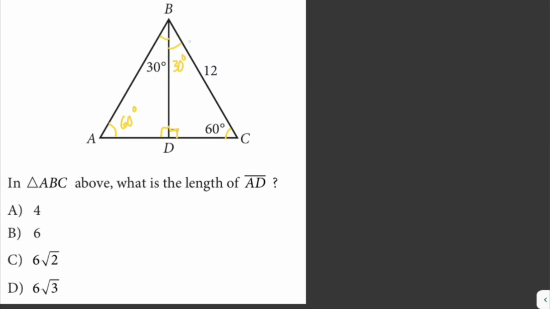And we have two triangles here. Triangle ADB is just congruent to triangle CDB because they are both 30, 60, 90 triangles, and they share the same side, which is side BD.